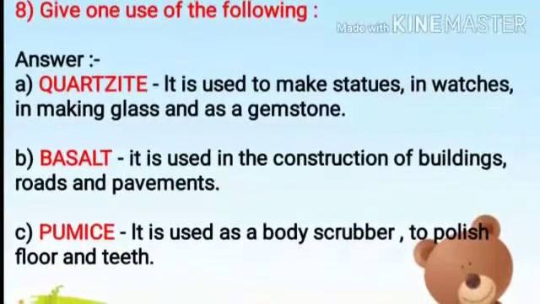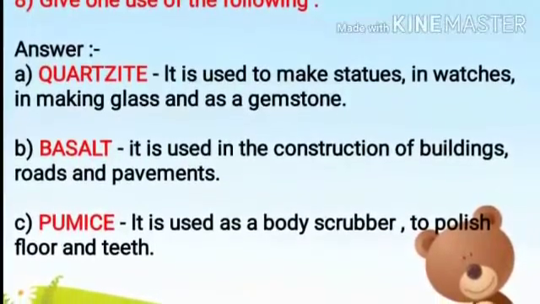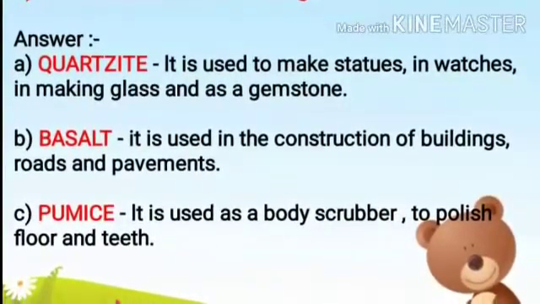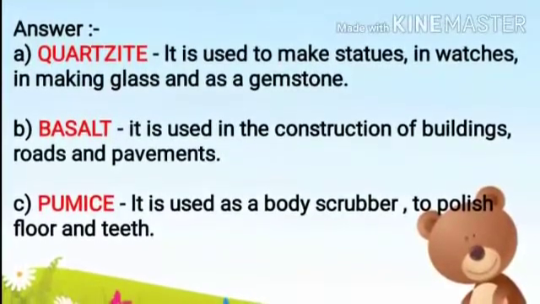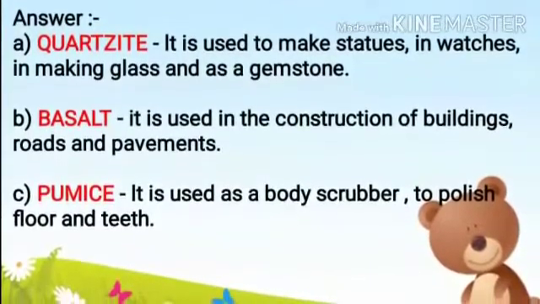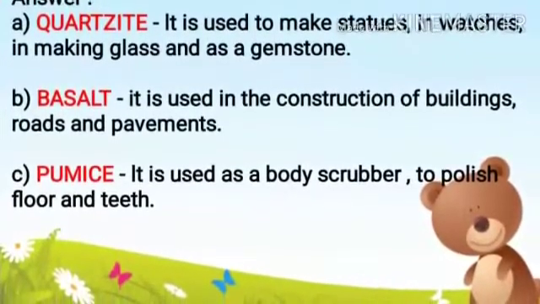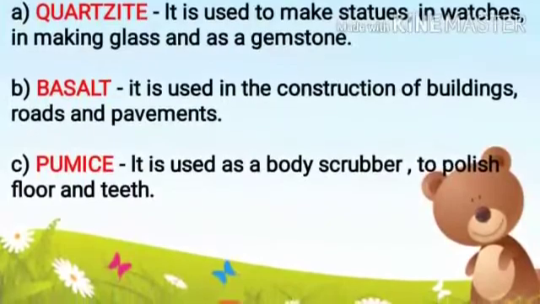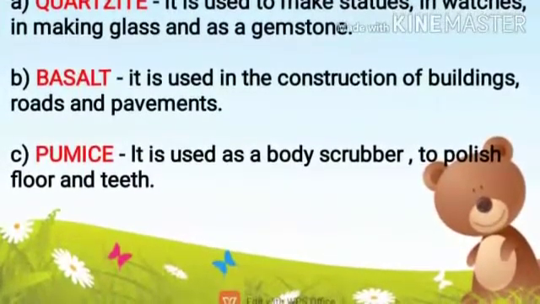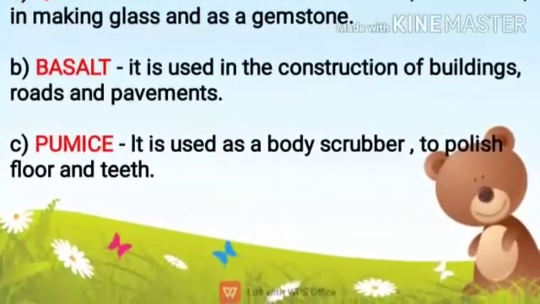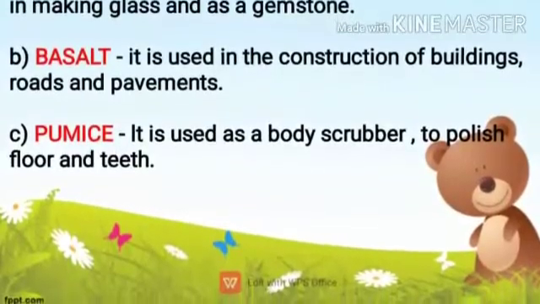Question number 8. Give one use of the following. Quartzite. It is used to make statues, in watches, in making glass and as a gemstone. Number B. Basalt. It is used in the construction of buildings, roads and pavements. Number C. Pumice. It is used as a body scrubber to polish floor and teeth.